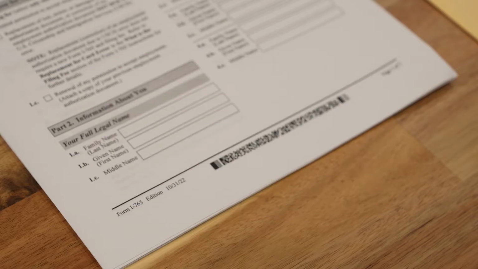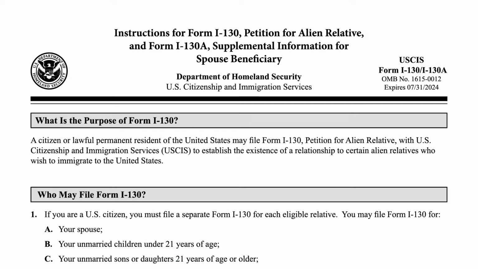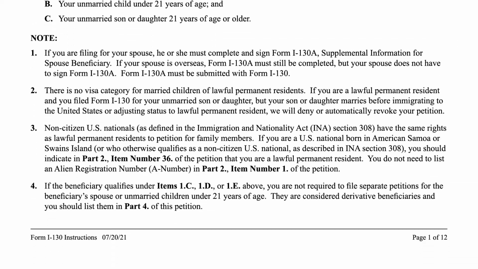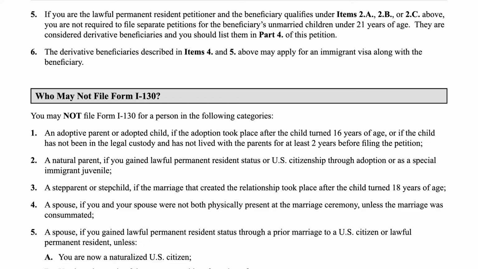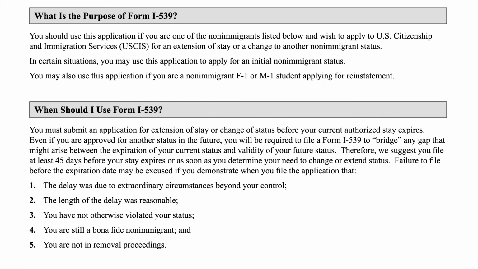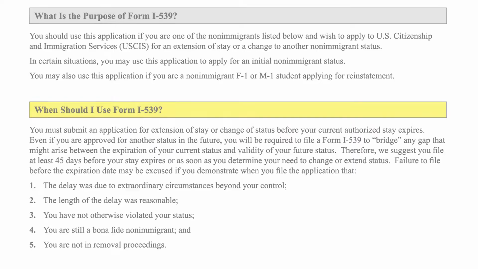As in all cases, it's important that you start by carefully reviewing the instructions for your application or petition. All form instructions begin with an explanation of the purpose of the form. Most then include a section explaining who may file. In addition to explaining who may file, some forms, like the I-130 petition, will also explain who may not file the petition. Many, like the I-539 application, will also explain when the form should be filed.